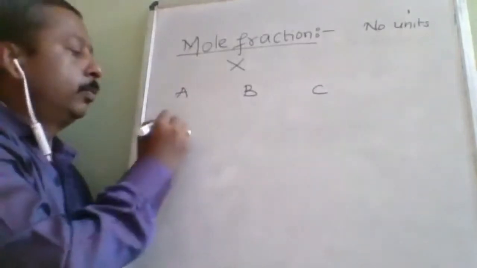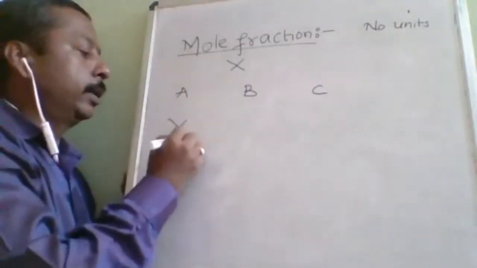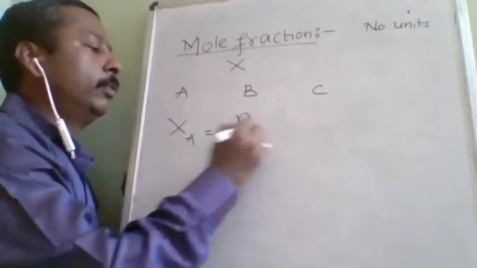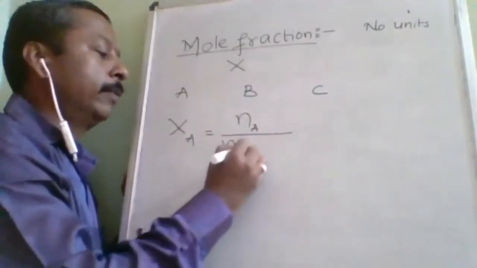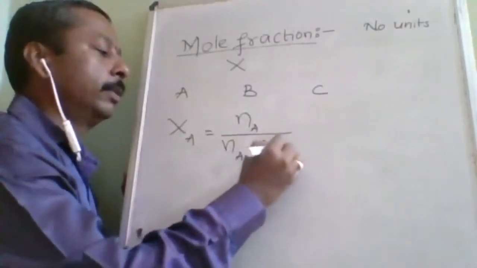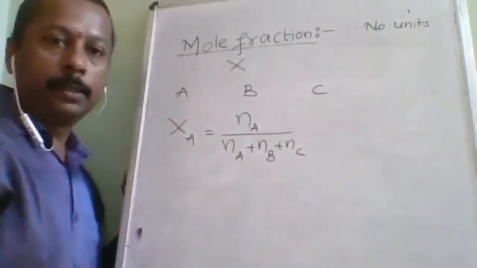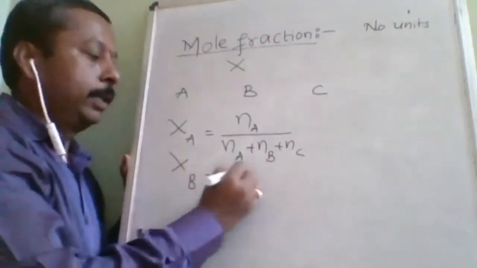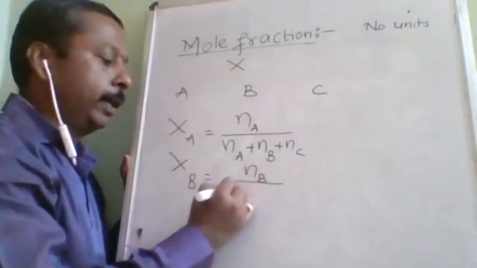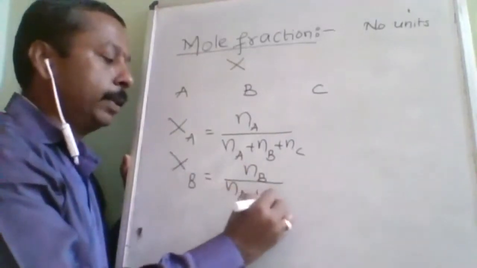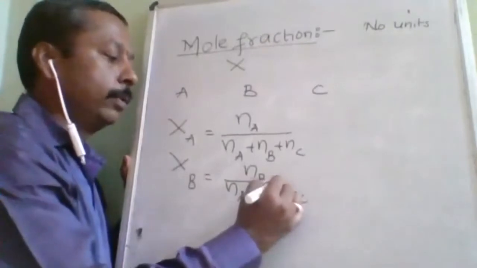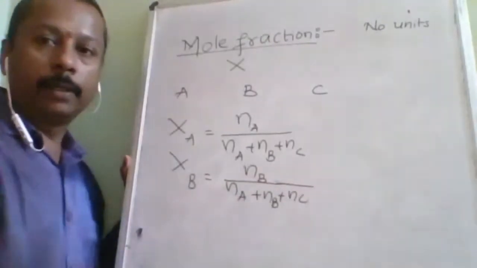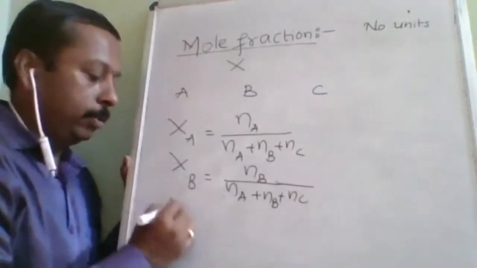So the mole fraction of component A is equal to the number of moles of A divided by the number of moles of A plus the number of moles of B plus the number of moles of C. Next, in the same way, XB is equal to the number of moles of B divided by the number of moles of A plus B plus C. Likewise, coming to the mole fraction of C.